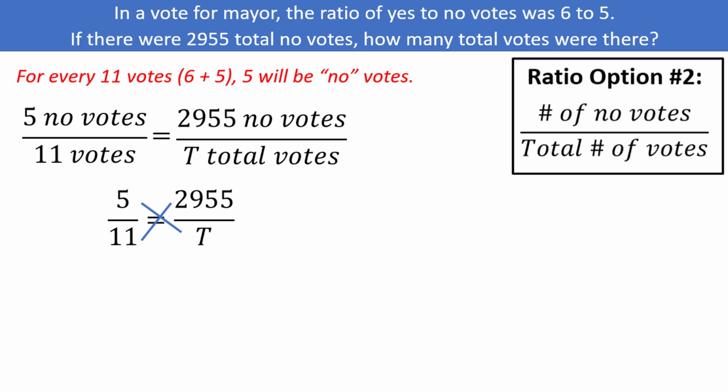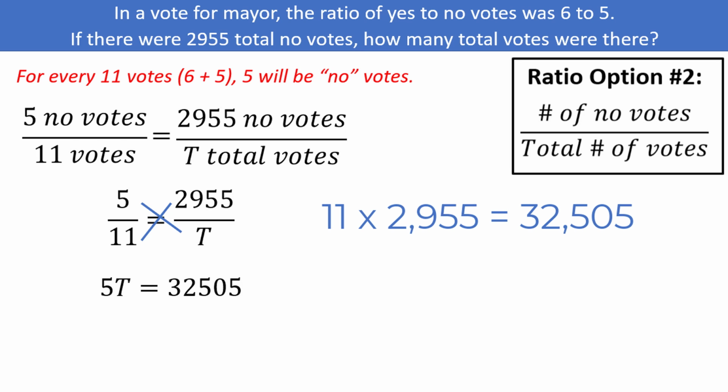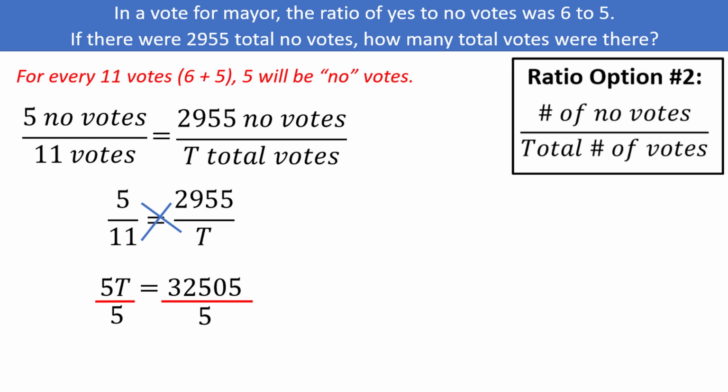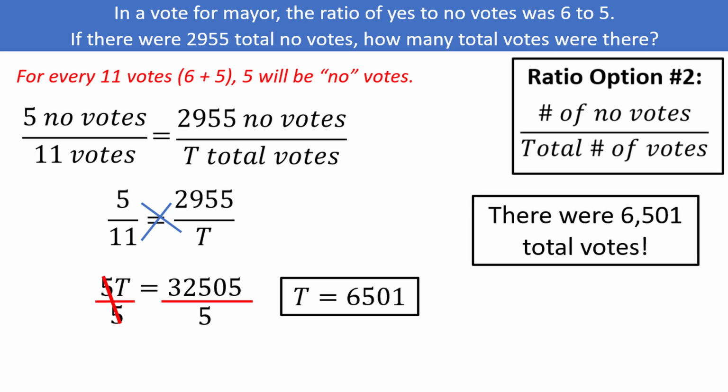We have 11 times 2,955 and T times 5. 11 times 2,955 is 32,505, which is where that number came from. Now we can divide 32,505 by 5 to solve for T. We get T is equal to 6,501. That means there must have been 6,501 total votes, which is our final answer.